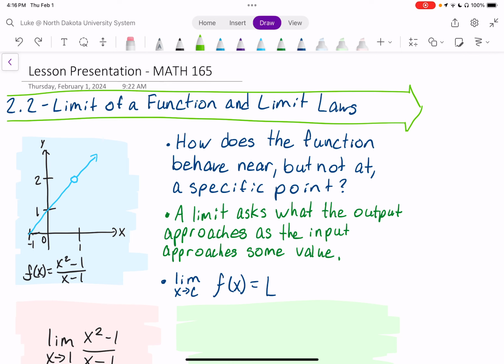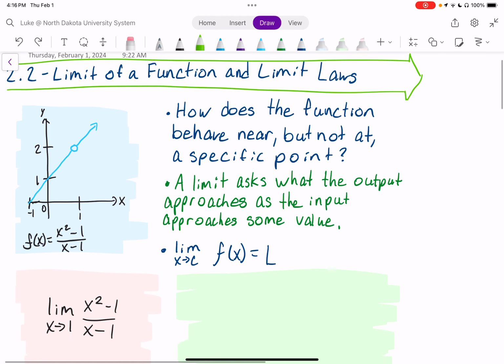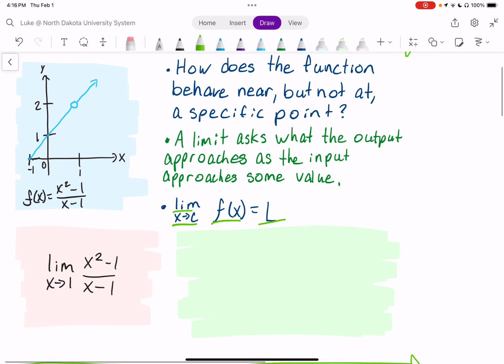So limits essentially ask, how does the function behave near but not at a specific point? Which is asking what the output approaches as the input approaches some value. The way we write this is lim, which stands for limit. So the limit of f of x is L as x approaches c. I'm kind of getting ahead of myself here, but I wanted to show how these are evaluated.